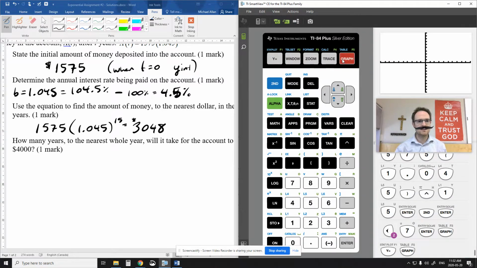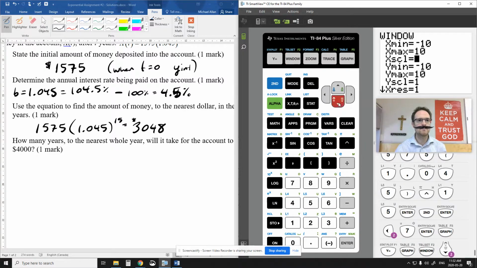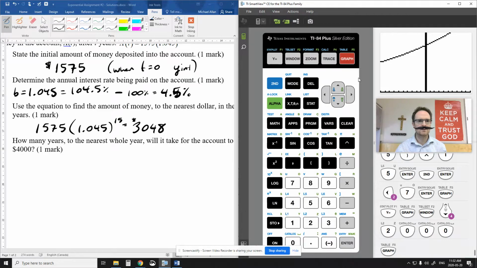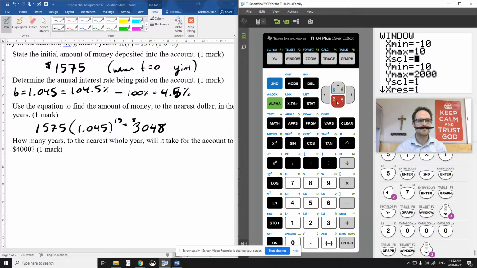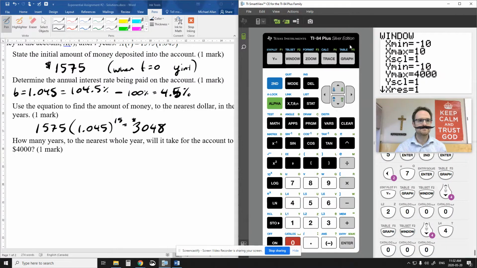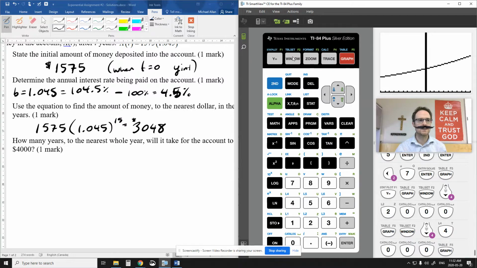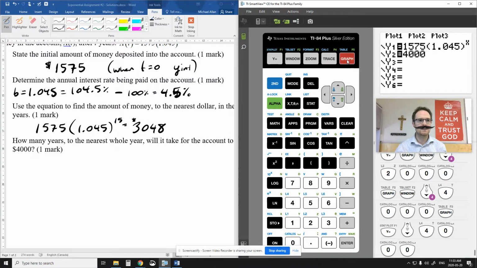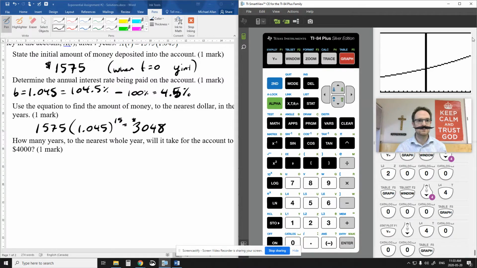The reason you don't see anything is that your y-intercept is really high. It's at 1575. So you're going to go to your window and make your y max bigger. I'm going to go 2,000 for now. Actually, I want to know when it's equal to 4,000, so I'm going to my window. At least 4,000 up there. Now, if I put a line there at 4,000, you'll see that they don't intersect over here.